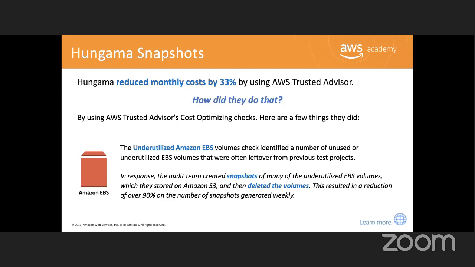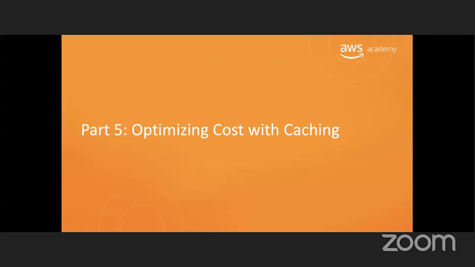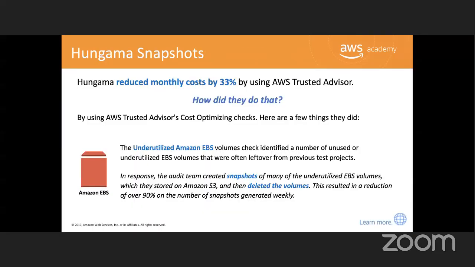from previous test projects. Okay, so that happens when you terminate your instance, but you keep the EBS volume, right? You have that option to keep it when you terminate the instance. So you don't have any running instance, but you still have the volume, so you're going to be charged for that, right? And Trusted Advisor would tell you that there is an EBS volume that is not being utilized. So you have to delete it, right?